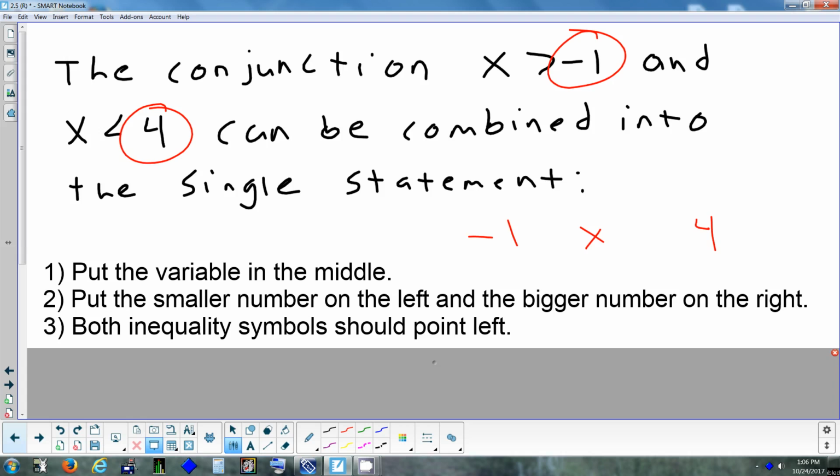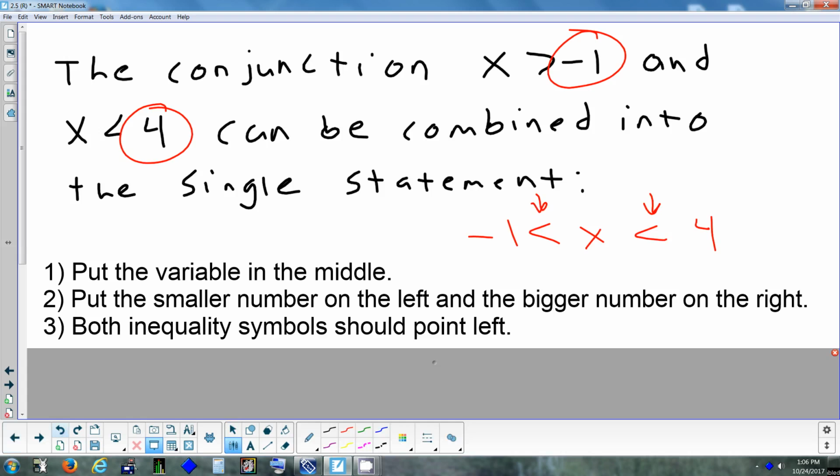And if we do it this way, both inequality symbols should point left. You have to put one here, and you have to put one here. They both have to point to the left. Look at the inequality symbol with the -1. Does it have a line under it? No. Then when I copy it down here, the inequality symbol I put next to the -1 shouldn't have a line under it. It does have to point left, but there's no line under it. Look at the inequality symbol with the 4. Does that have a line under it? Nope. So when I write it here, no line under it. That's how you write it.